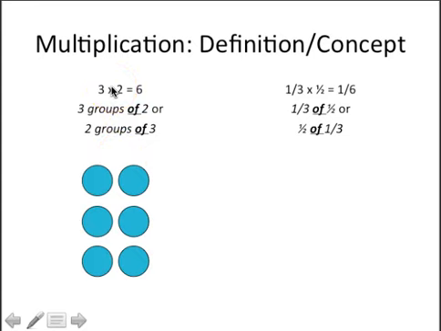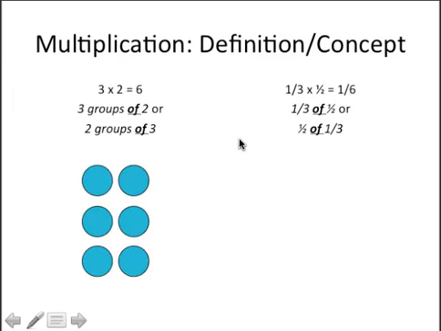The commutative property of multiplication tells us that we can switch the order of the factors. So 3 times 2 equals 6, 2 times 3 also equals 6. And we could look at an array in either way. 3 groups of 2 or 2 groups of 3.